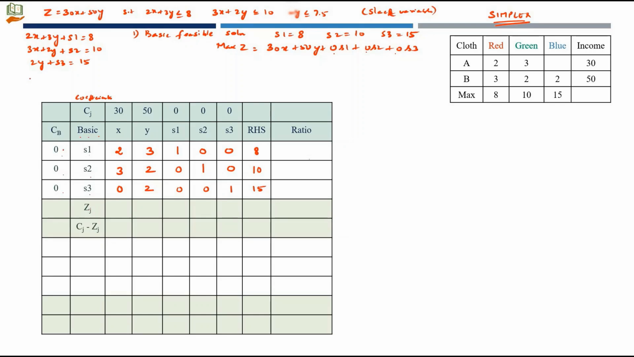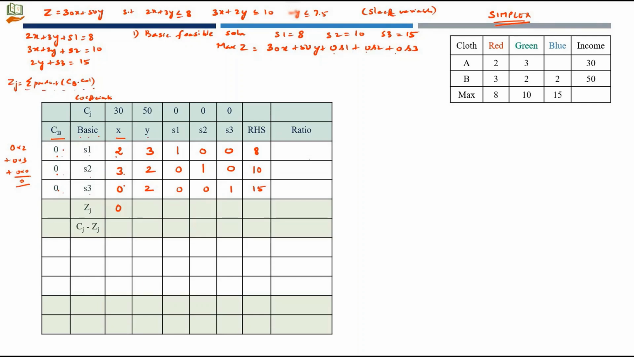It is the summation of the product of the coefficient of basic variables into a particular column. Let's take the x column now. The coefficient of basic variables is 0. 0 into 2 plus 0 into 3 plus 0 into 0. It will ultimately give 0. You have to multiply the coefficient of the basic variable column into a particular column's values and then sum them together. This is what you have to do for Zj.